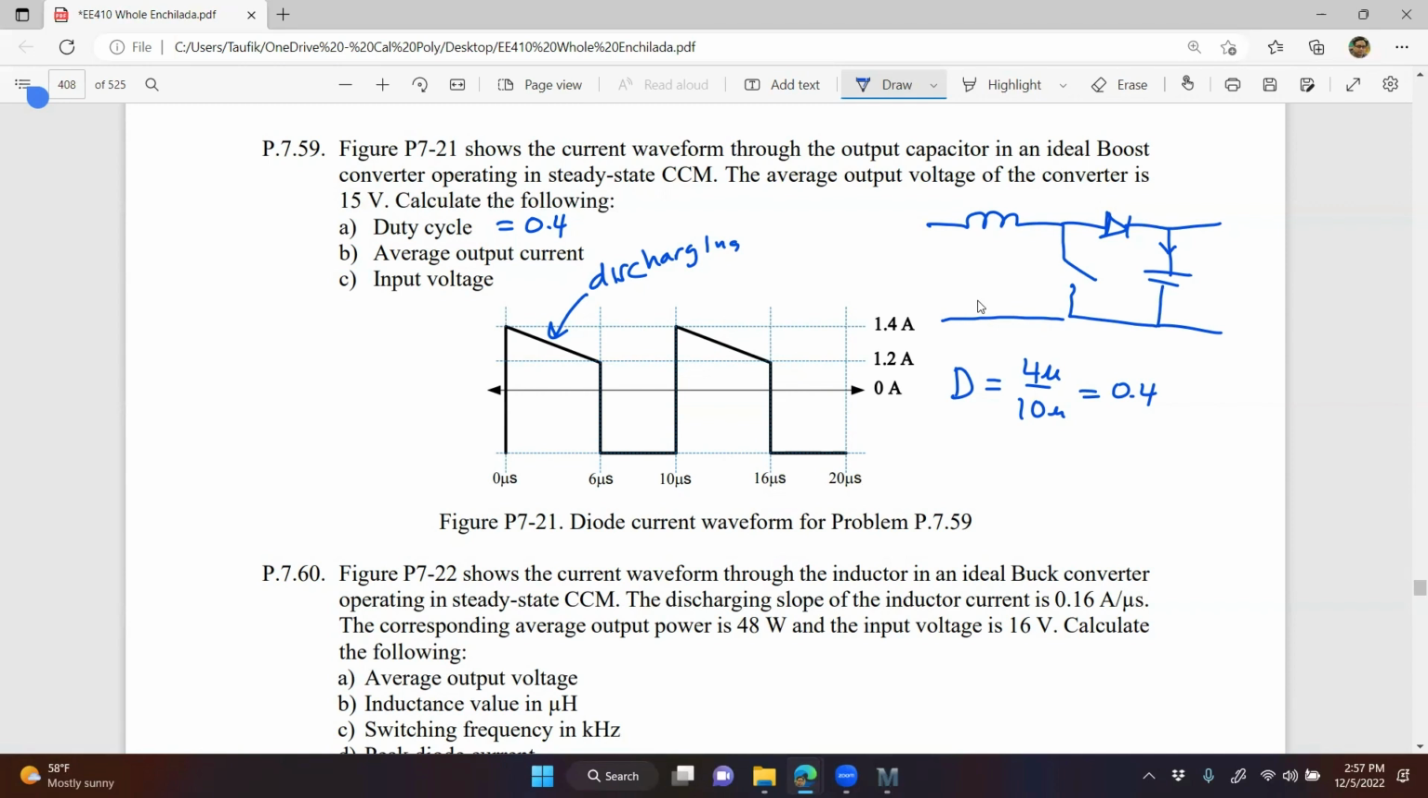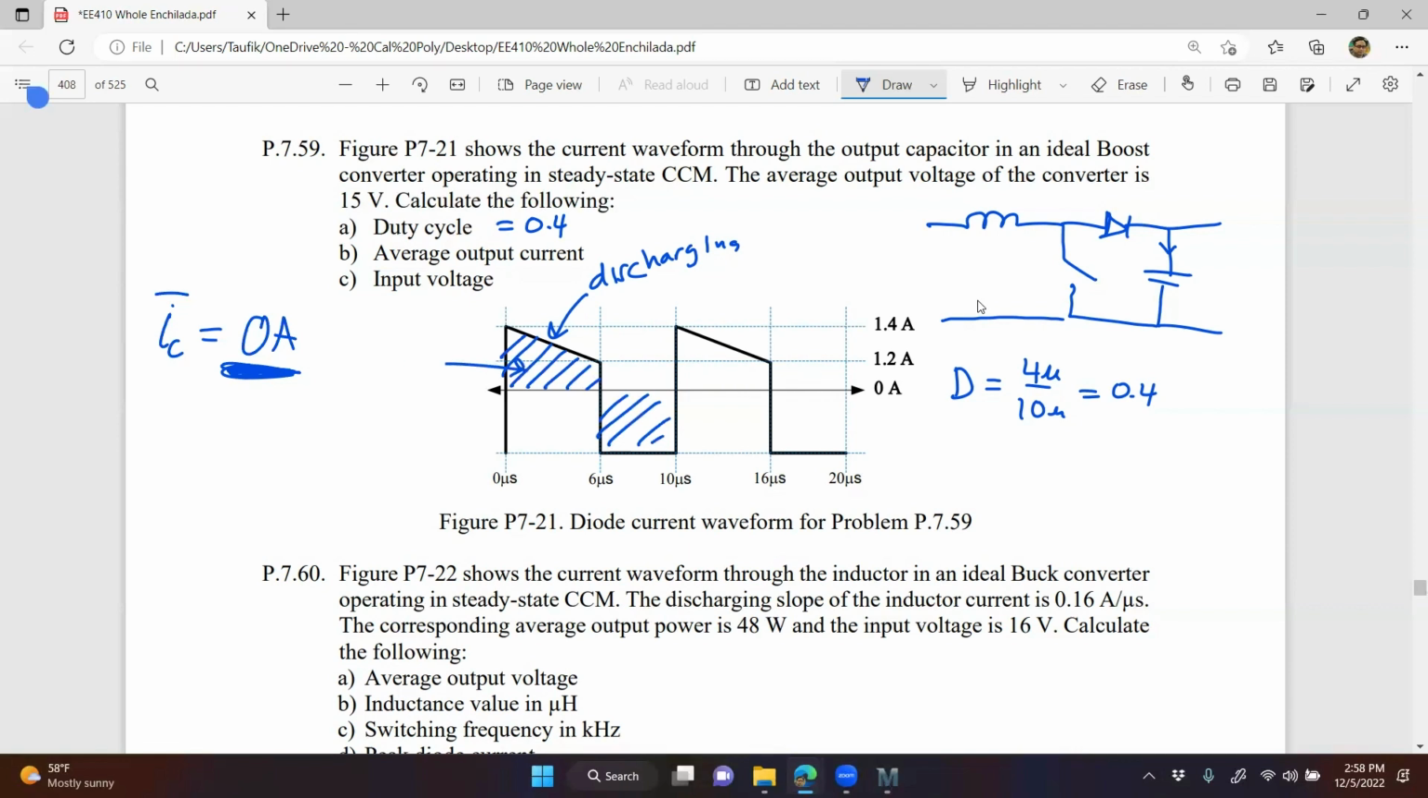Remember, this is the current through the capacitor. What is the average current through the output capacitor equal to? Zero. The area is zero. What does that mean? The average current through the cap is zero, which means the top area is equal to the bottom area. Exactly. We know the top area, so we can find it. It's easy to find.